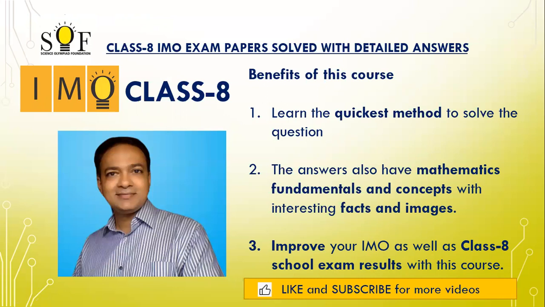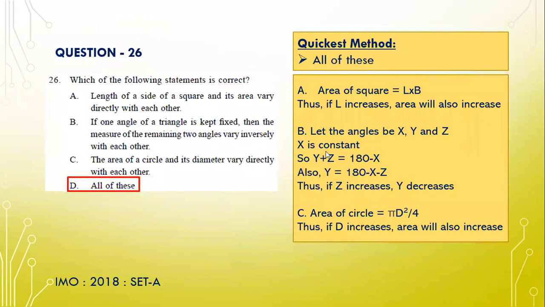So question number 26, which of the following statements is correct? Length of a side of a square and its area vary directly with each other, which is true, isn't it? So area of a square is length into breadth, and both of them are the same. So if length increases, area will also increase.